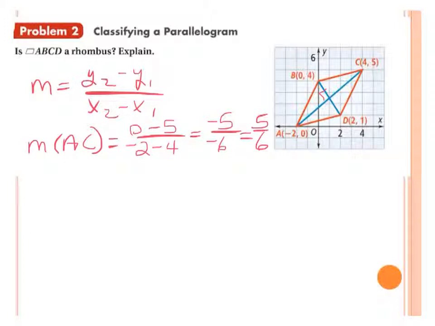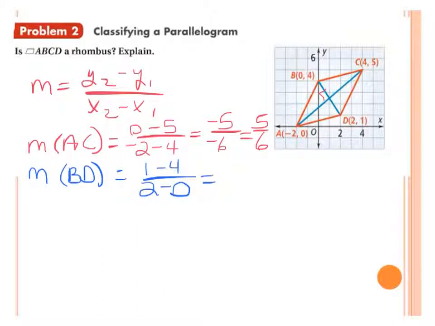Now we need to do our slope. We did AC, let's do BD. Again, for BD we're going to have y1 minus 4 over our x's, which is going to be 2 minus 0. So we end up with negative 3 over 2. And so your slope is negative 3 over 2. If you notice, these are not reciprocals of each other, or opposite reciprocals. So this is not a rhombus.